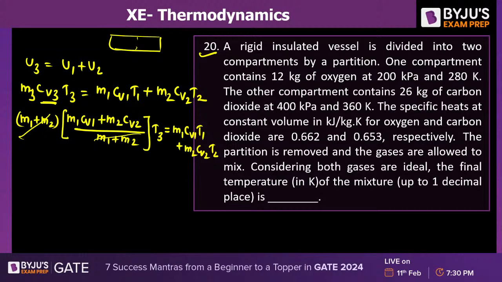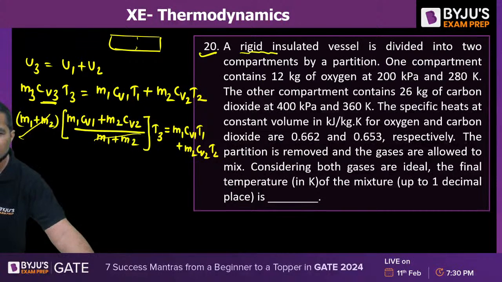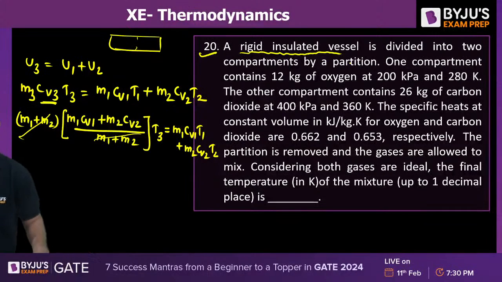This will give you the value of T3. Any doubt? Any problem in it? Sir, W is 0. No. W is not 0, my dear. If it is a rigid insulated vessel, what is the meaning of it?